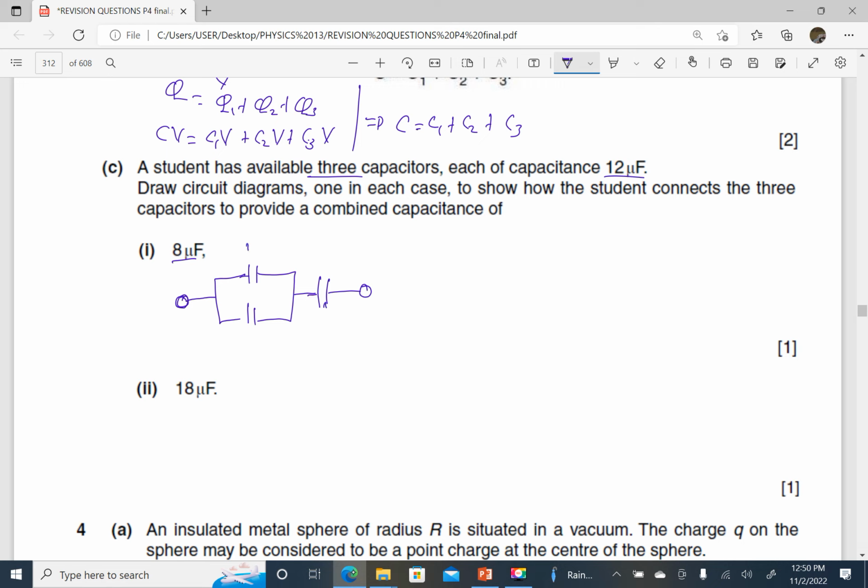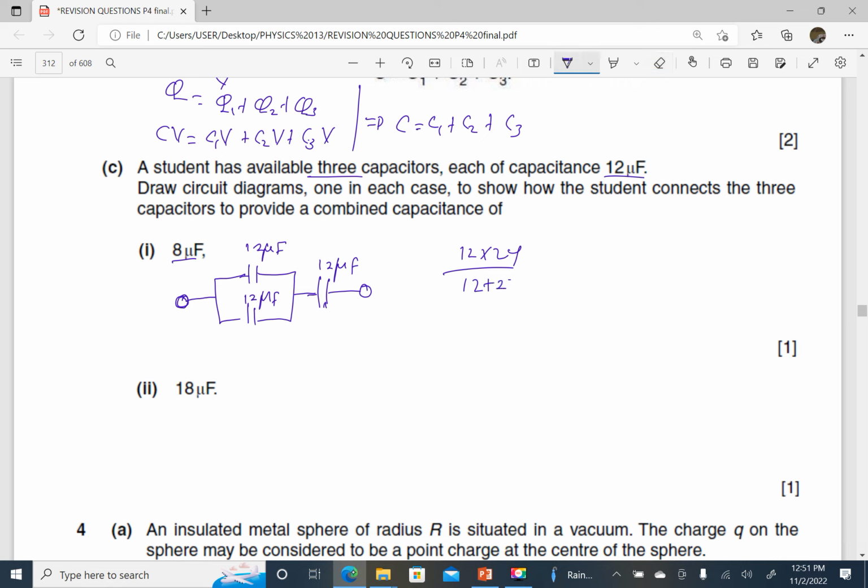So you can check if this is 12 microfarads and this is 12 microfarads. That one is 24 in parallel. This is 12 microfarads, so you check 12 times 24 over 12 plus 24. You notice that this is actually 8 microfarads. So it means my arrangement is correct.